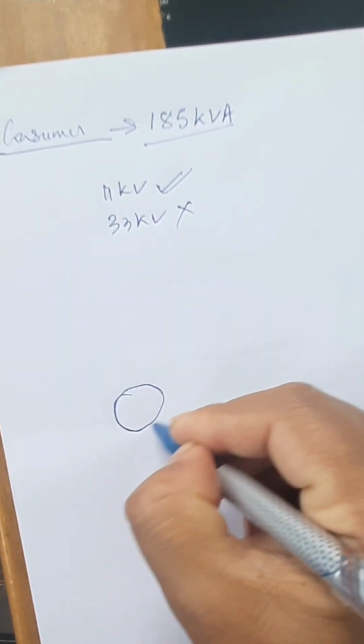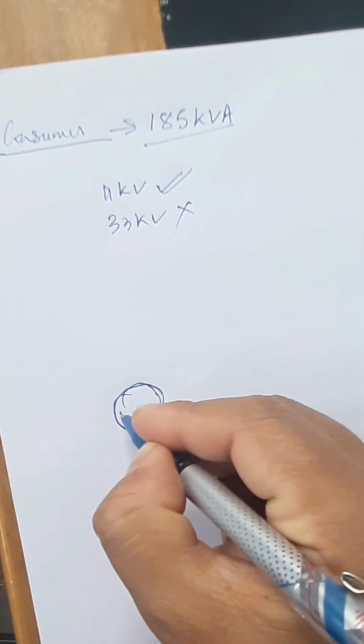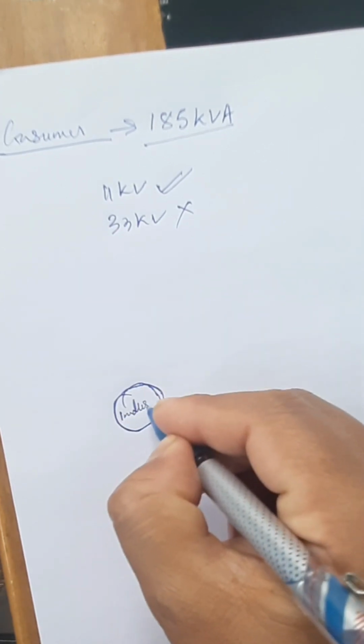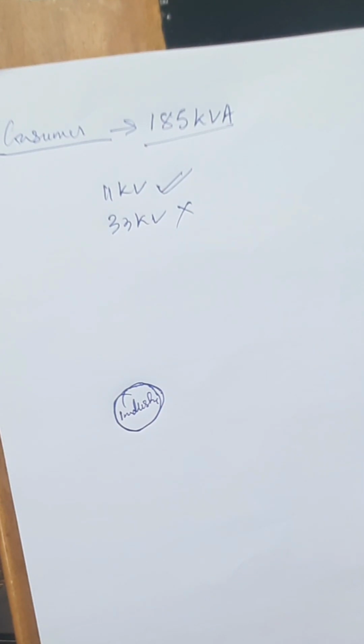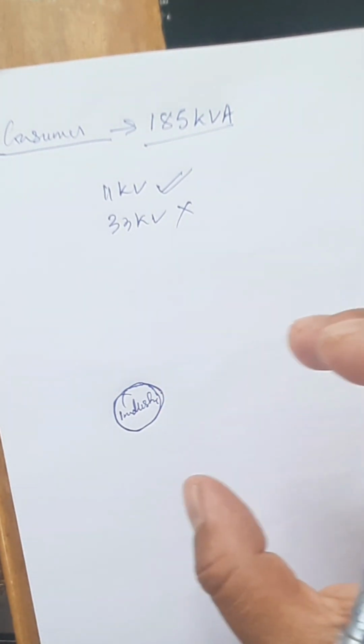So let's say this is an industry, it may be related to the production of plywood or iron or brick. We don't consider much what you produce; our only concern is how much load you are taking. Suppose, like I said, this is a real case.